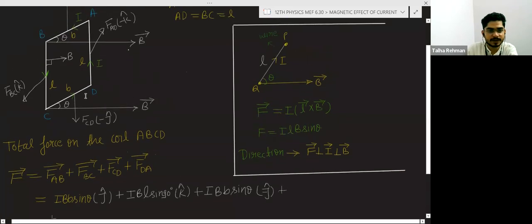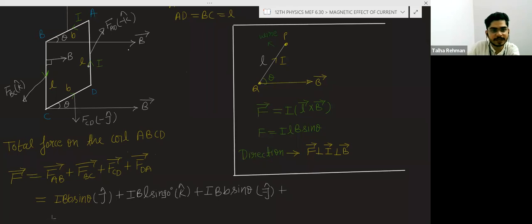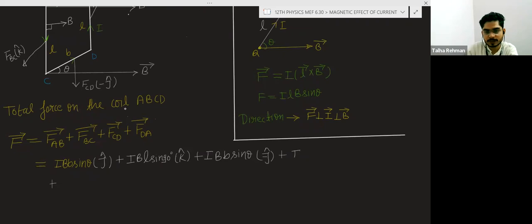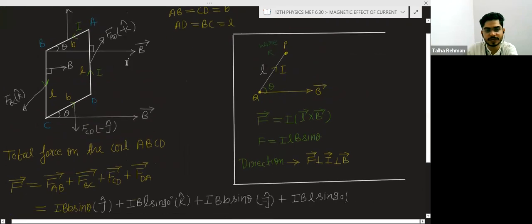For the wire DA, again you will apply I B L sine theta. Current is I, magnetic field is B, the length of the wire is L, and sine theta. This wire also makes an angle of 90 degrees with the magnetic field. For the AD wire, sine theta will be sine 90, which is 1. So you will write I into magnetic field into L into sine 90, and multiply this with the unit vector minus K cap.